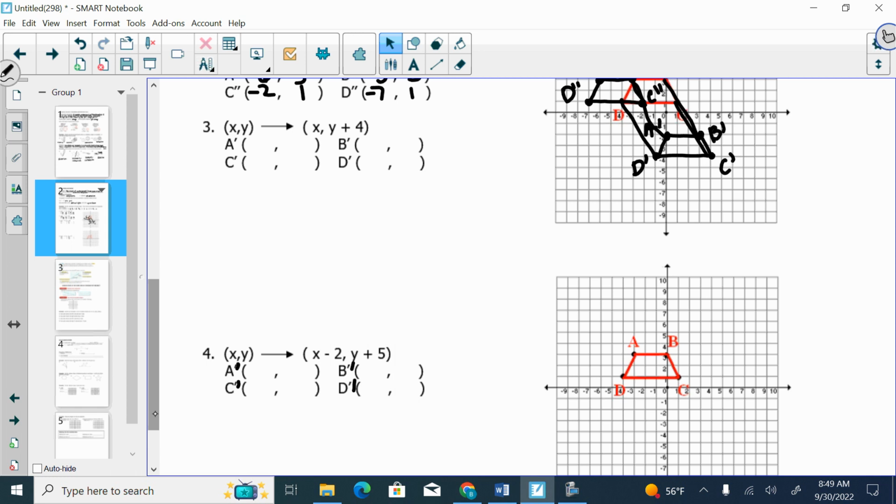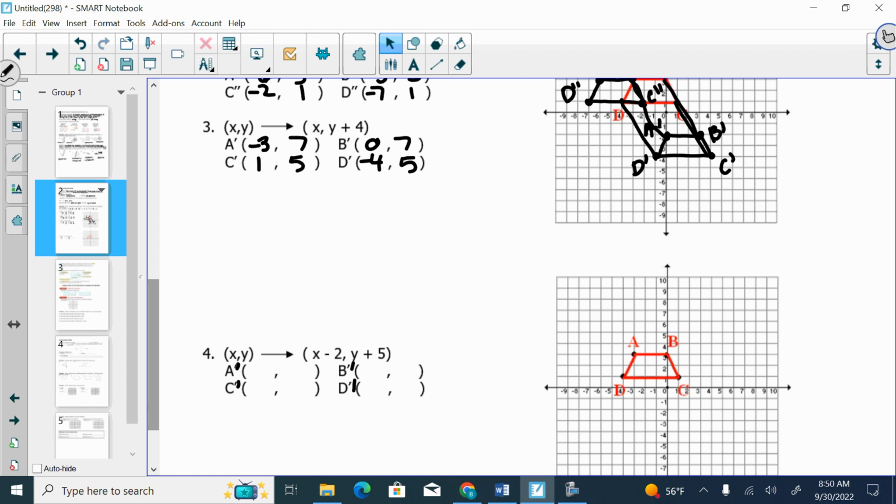All right, so for number 3, it says that we're not going to change any of the x values at all. So my x's are still -3, 0, 1, and -4. But I'm going to add 4 to all of the y values. So for A, if I add 4 to 3, where am I going to be? Good. And for B, if I add 4 to 3, again, I'm going to be at 7. And then for C, if I add 4 to 1, I'll be at 5, and it'll be the same for D, right?